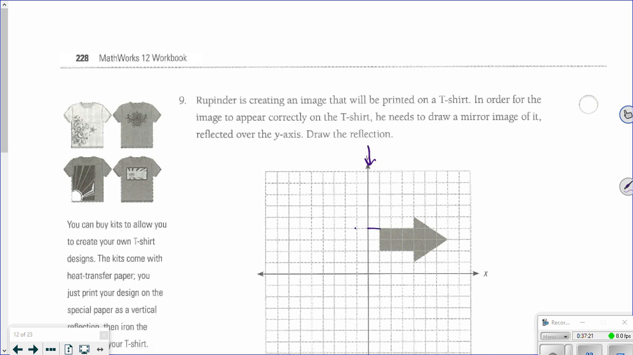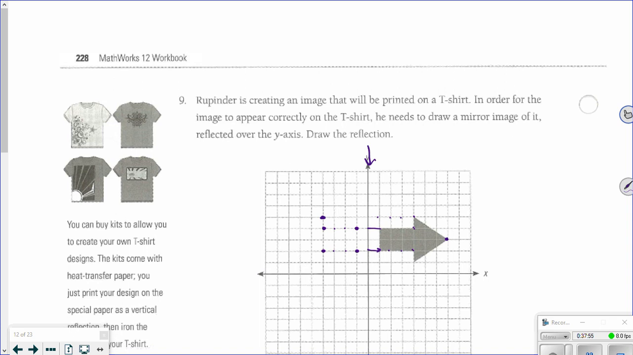This is over 1, so my new point is going to be to the left one. This is to the right one, so my new point is going to be to the left one. To get to here, I go right 1, 2, 3, 4, so left 1, 2, 3, 4. Up here, this is again right 4, so left 4. This little peak of the triangle is 1, 2, 3, 4 as well, so 1, 2, 3, 4.